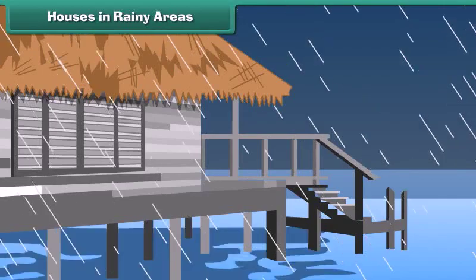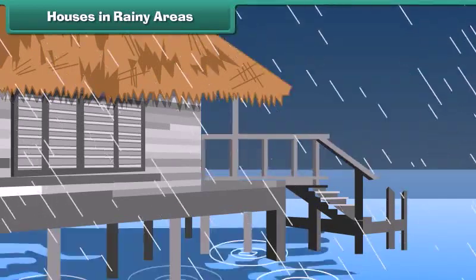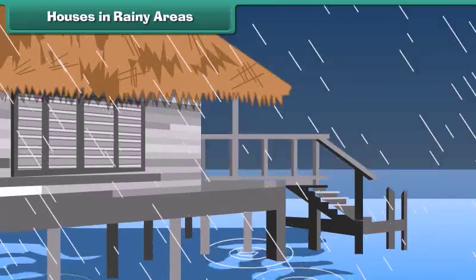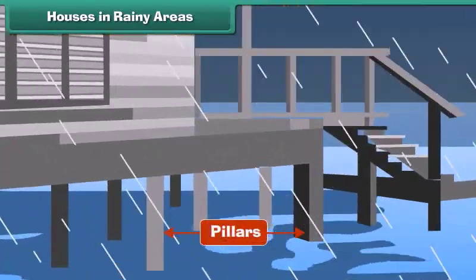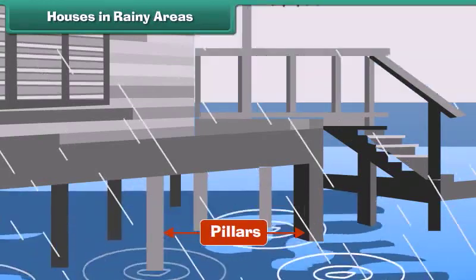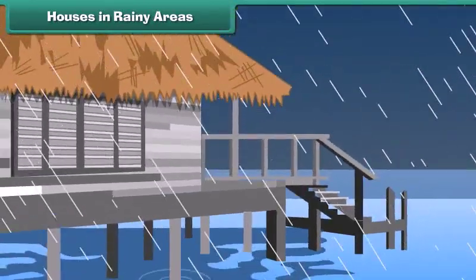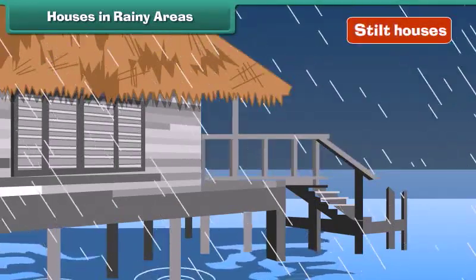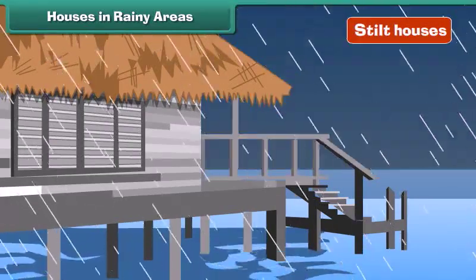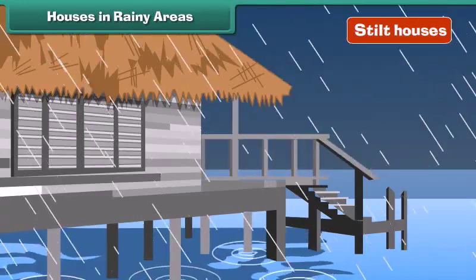Houses in rainy areas. In areas that receive heavy rains, houses are built at some height above the ground. These houses are supported by pillars made of bamboo known as stilts. That is why these houses are called stilt houses. Stilt houses save people from floods, which are a regular feature in such regions.